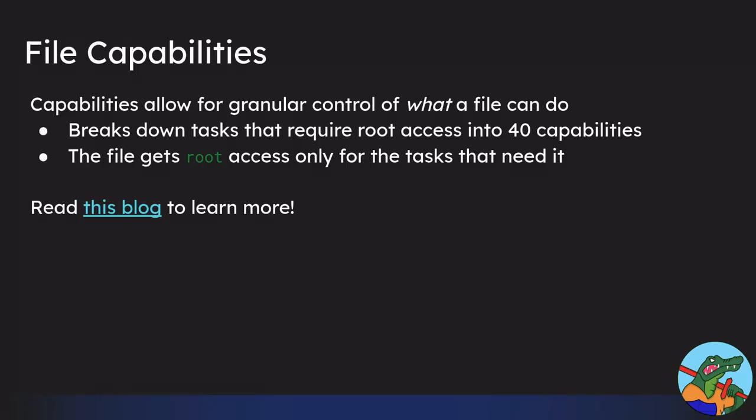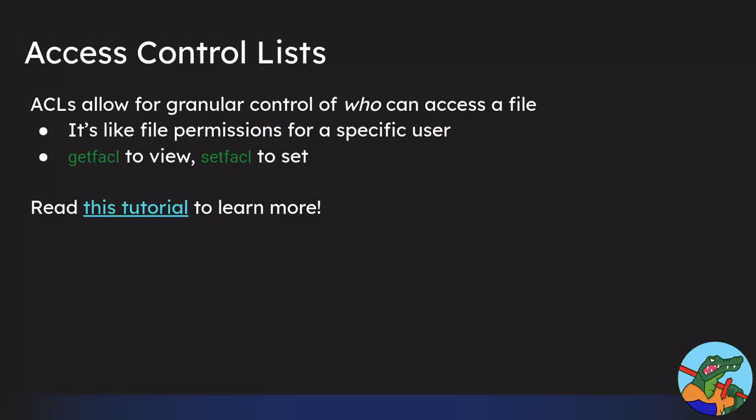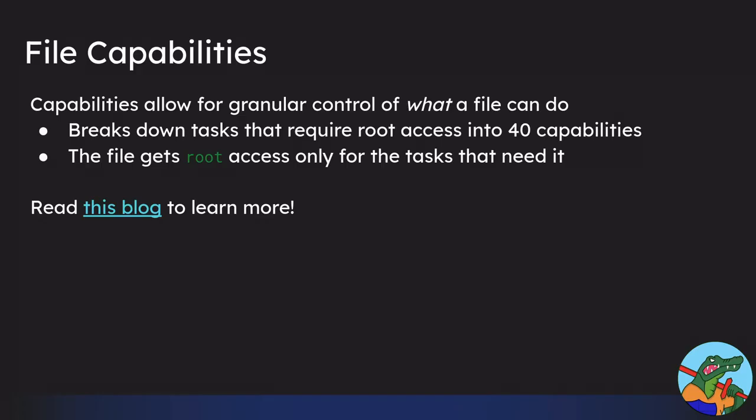So last time we talked about ACLs, and the idea behind ACLs is it gives us granular control, specifically for who can do things to a file. Capabilities is a similar idea. We want granular control, but now we're doing it over what a file can do.